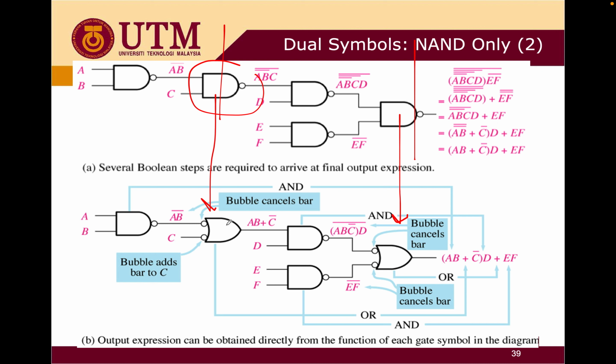Then you can see that after that, when you have this, your output expression can be obtained directly from the function of each gate symbol in the diagram. So this is the output, which is basically similar to what you get if you solve it using your old NAND gate. Similar to each other.